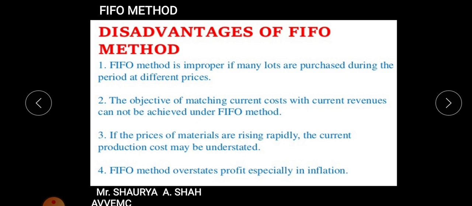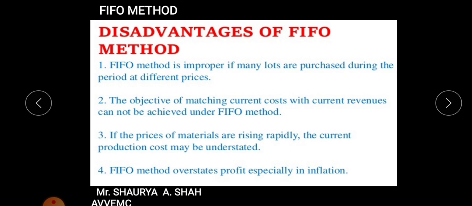FIFO method overstates profit, especially in inflation. As I told you, my cost will be reduced by 100 rupees because I am using a material with a lower price. So my profit will also increase, and especially if it is inflation, then it will definitely increase.